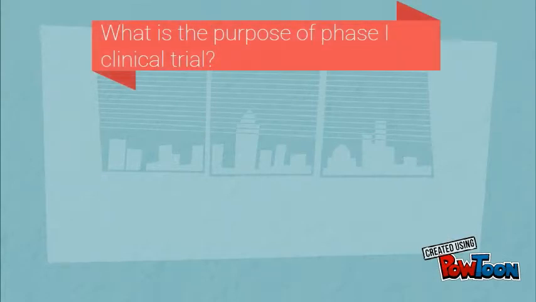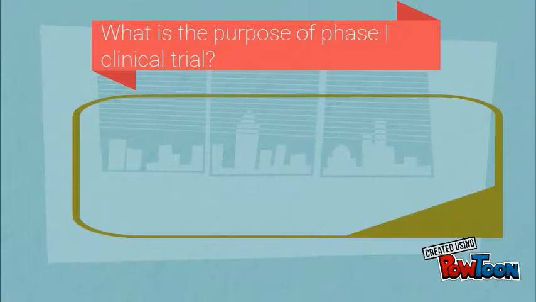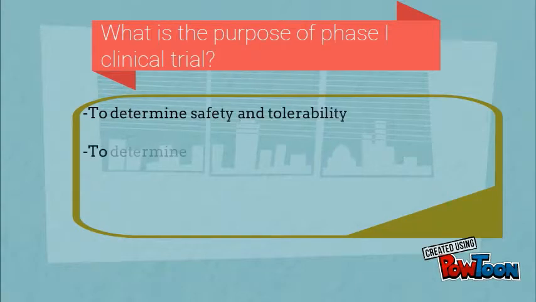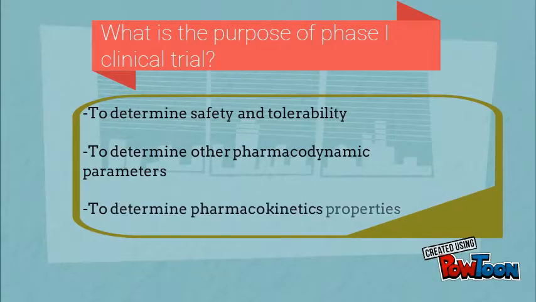So now let's start off with clinical phase 1. The purpose of phase 1 in clinical trial is to determine safety and tolerability of the drug, and also to determine other pharmacodynamic parameters, as well as to determine pharmacokinetic properties.